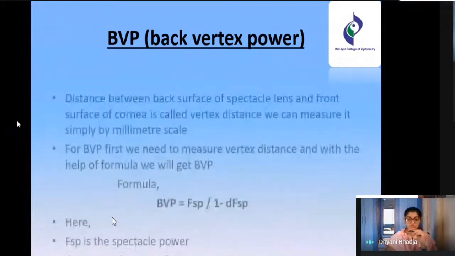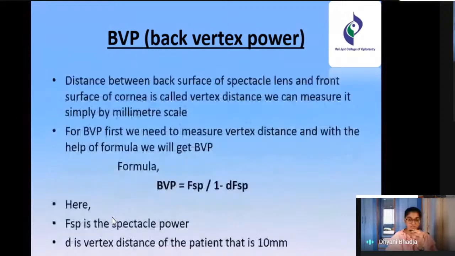Okay. So for BVP, we require back vertex distance. Right? So what is back vertex distance? Back vertex distance is the distance between the back surface of the spectacle lens and the front surface of the cornea. So here we will measure our back vertex power with the help of this formula, which is FSP upon 1 minus dFSP. Here FSP is our spectacle power and d means our vertex distance, that is 10 mm in this case.